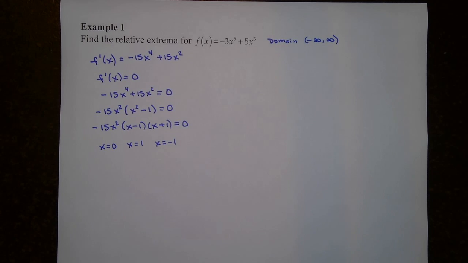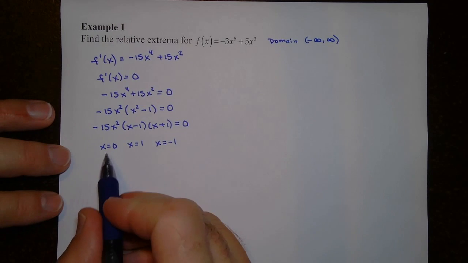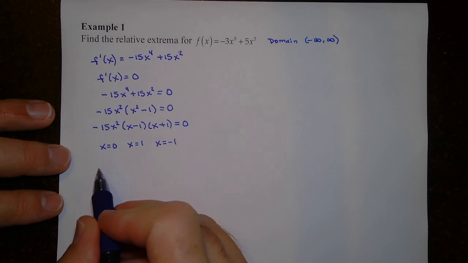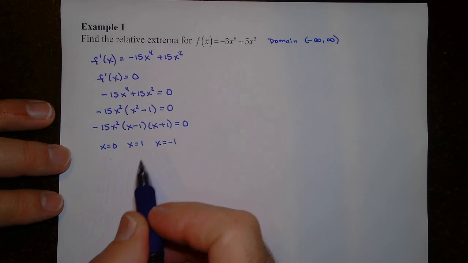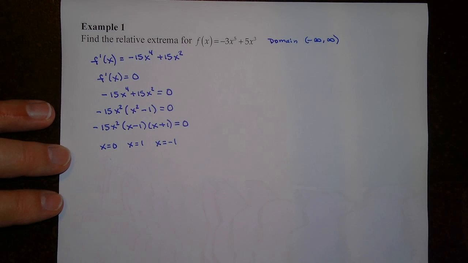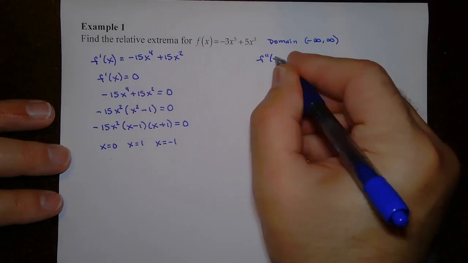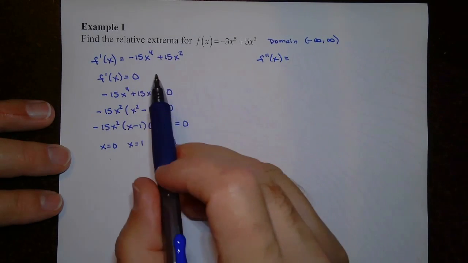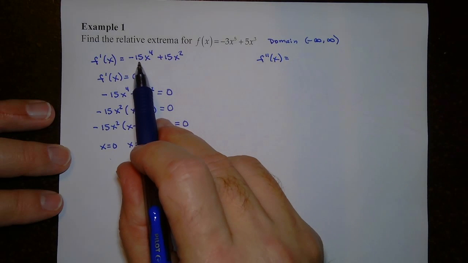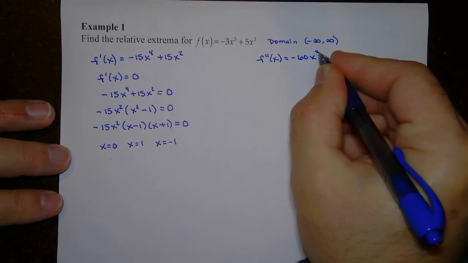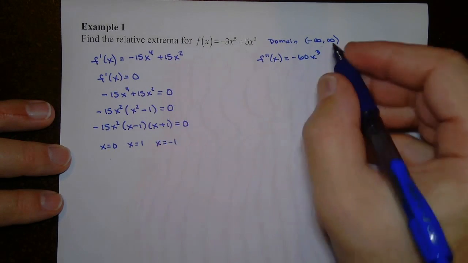Now, let's figure out the concavity, and see whether each of these is a point on an interval in which it's concave up or concave down. The way we can do that is to plug these values into the second derivative. So what do we have to do? Find the second derivative. f double prime of x, the second derivative with respect to x, would be negative 60x cubed plus 30x.